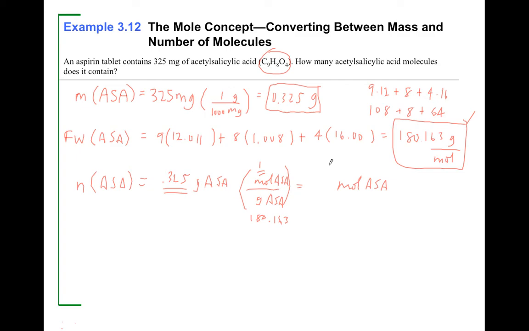Okay, so let's do this. Let's take 0.325 divided by 180. It looks like this gives me 0.001803922004. That's what my calculator says.